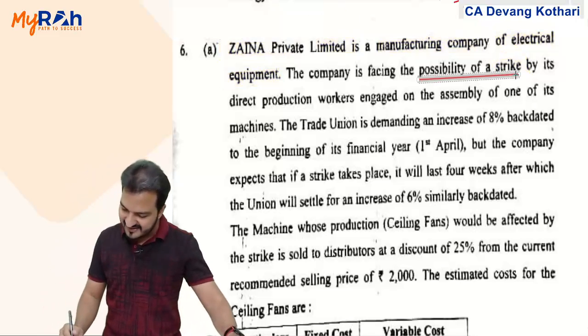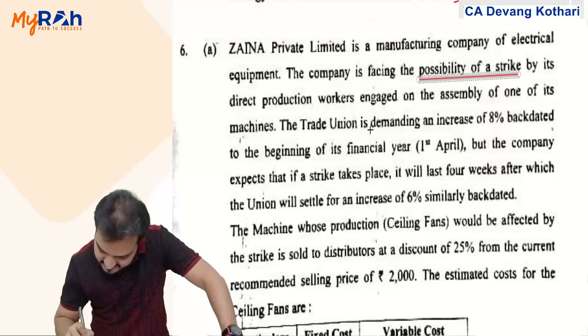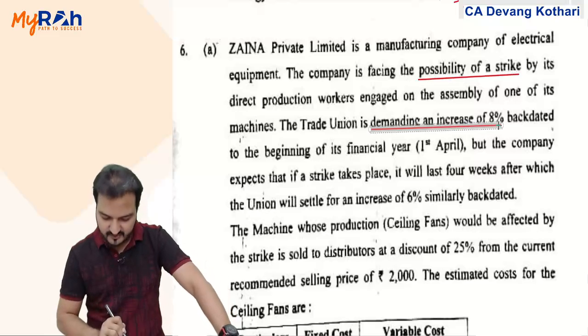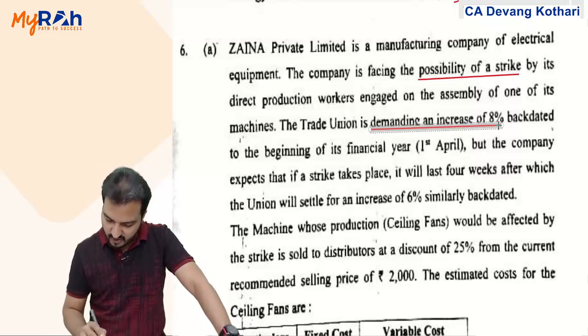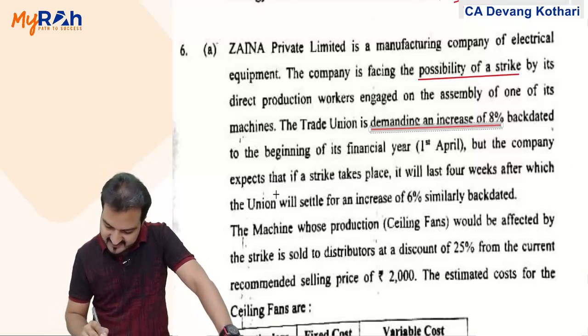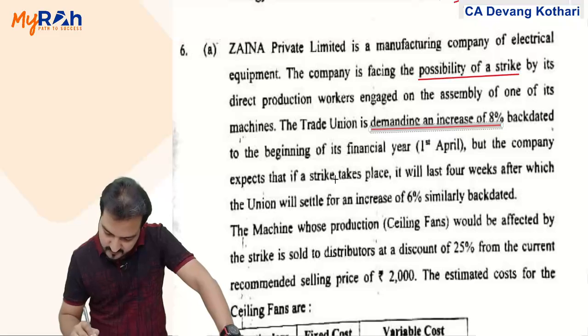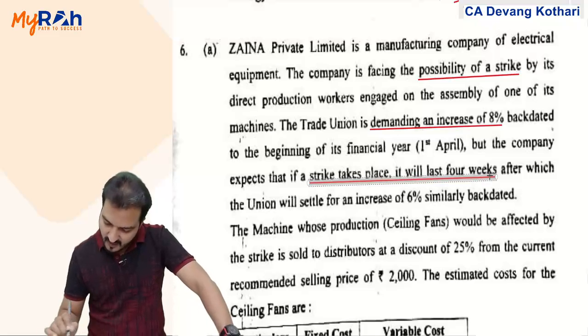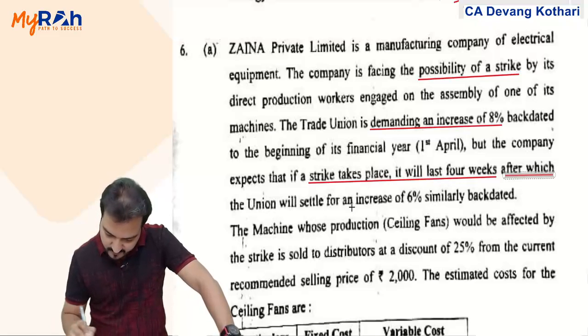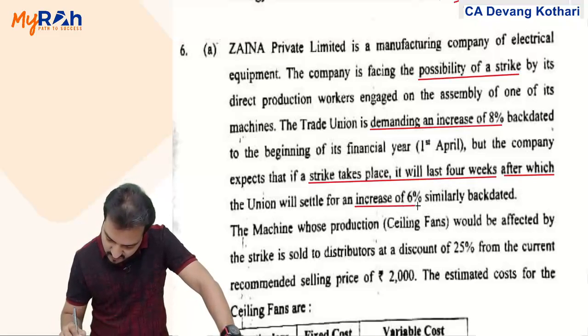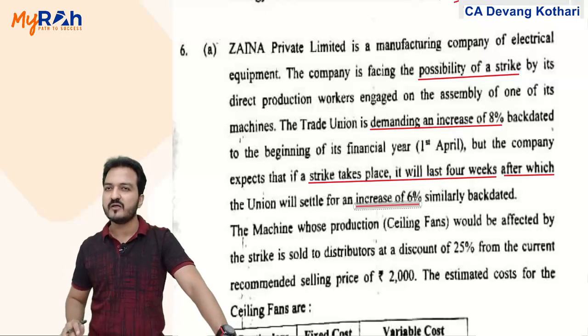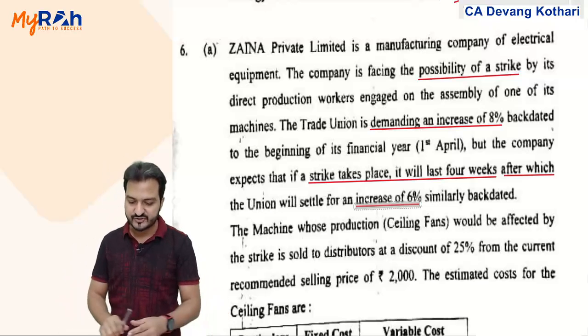The trade union is demanding an increase of 8%, backdated since the beginning of the financial year, but the company expects that if a strike does take place, it will last for 4 weeks, after which the union will settle for increase of only 6%, similarly backdated. What is the situation here?